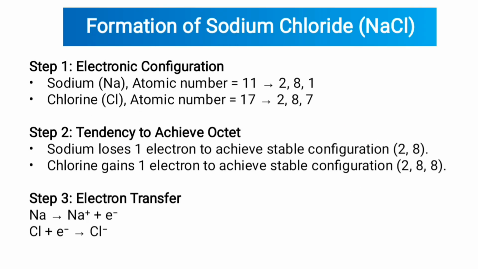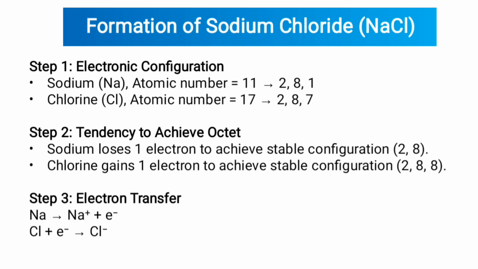Formation of sodium chloride, NaCl. In the formation of sodium chloride, step 1 is electronic configuration. Sodium has atomic number 11, so its electronic configuration is 2,8,1. While chlorine has atomic number 17, so its electronic configuration is 2,8,7.